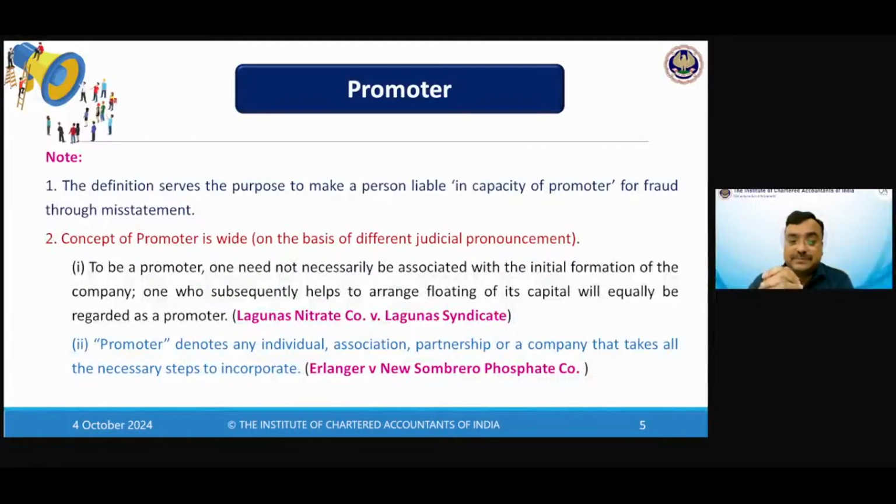Again, it was decided in the case of Erlanger versus New Sombrero Phosphate Company. Promoter denotes any individual, association, partnership, or a company that takes all the necessary steps to incorporate. Right? तो कौन हो गया? जो भी काम कर रहा है कंपनी को इनकॉर्पोरेट कराने के लिए, not in a professional capacity, will be termed as promoter. Right?